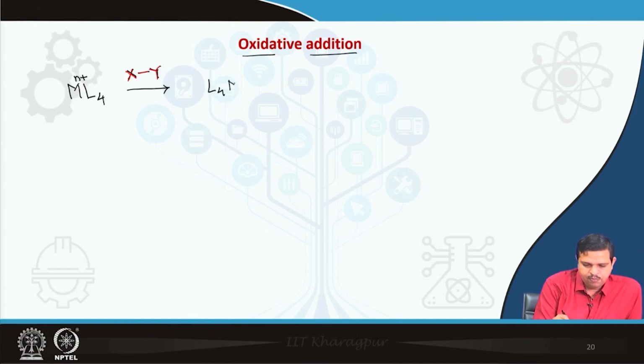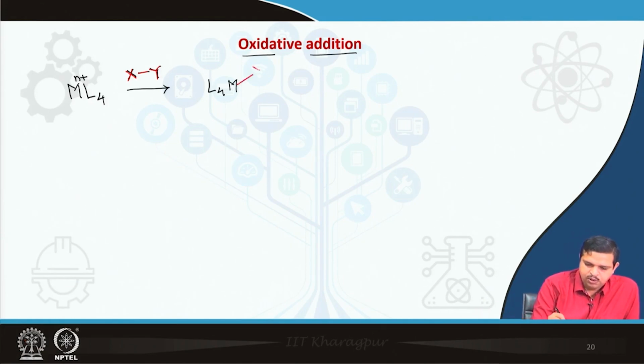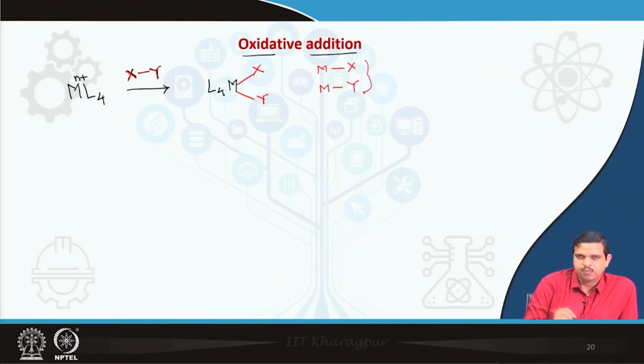So, what will happen now? L4M, and then in oxidative addition you will see that 2 new bonds form, that is the M-X and M-Y. These 2 new bonds are formed in this oxidative addition.